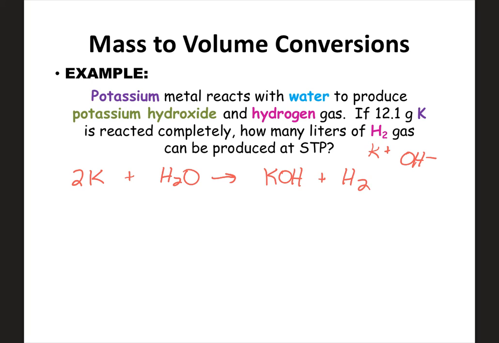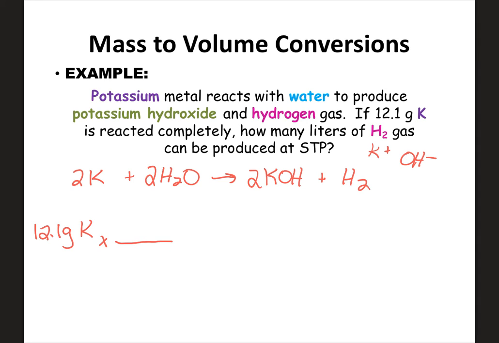So you have a 2 in front of this, 2 in front of this, and a 2 in front of the KOH. So now you have your balanced equation. You're ready to do your stoich problem. You start with what you're given, 12.1 grams of potassium. Remember, include your labels here. Your goal with every stoich problem is to get to moles.